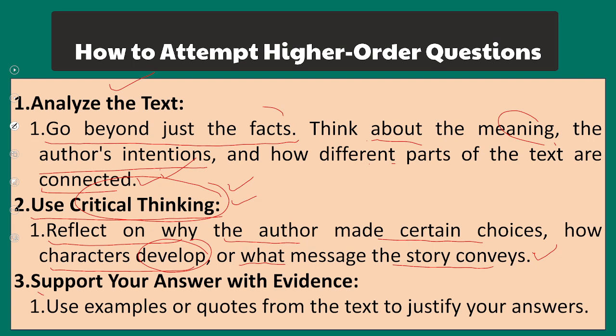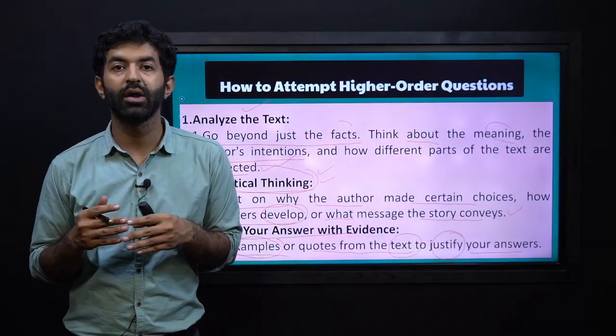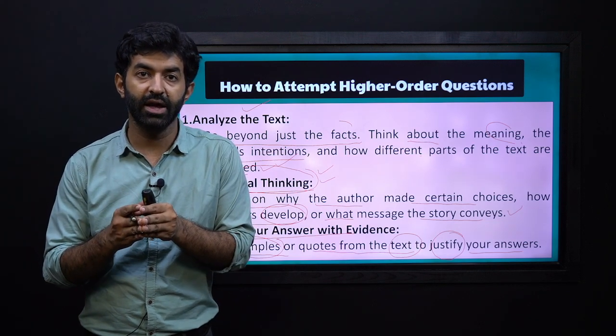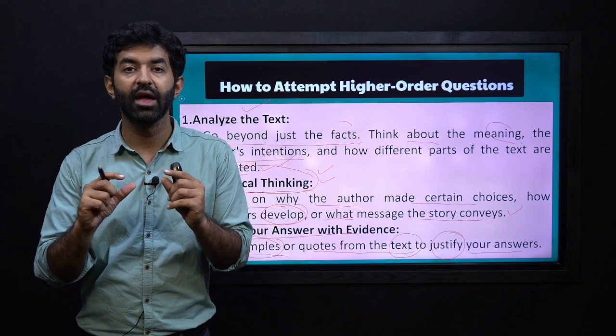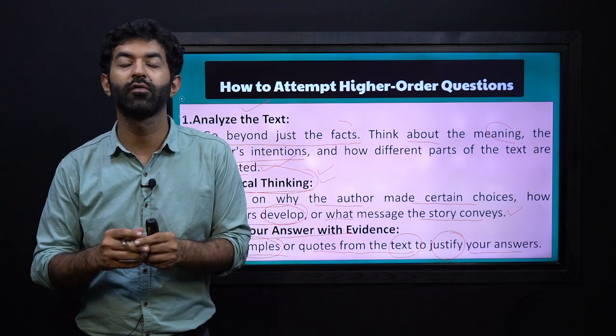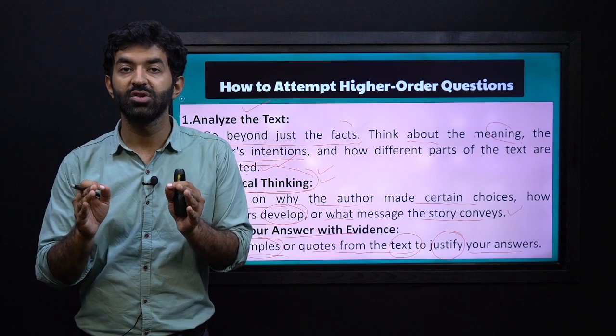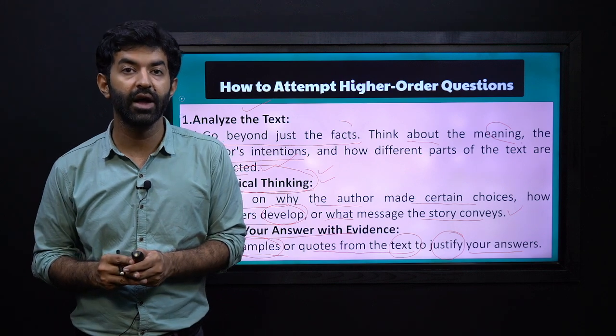Number 3, support your answer with evidence. Where are you getting the evidence or the reference? From the text. Very good. So, number 1, we will use examples or quotes from the text to justify our answers. Yes. So, if you are making a claim or making a connection or interpretation, then you have to find something in the text as evidence and mention it in your answer of higher order thinking question. In this way, you can actually justify your answer and verify it as well.